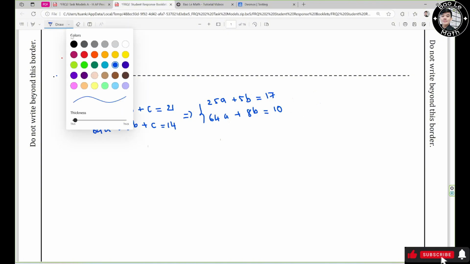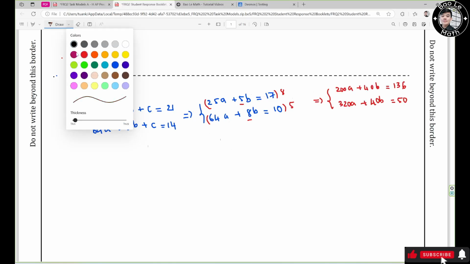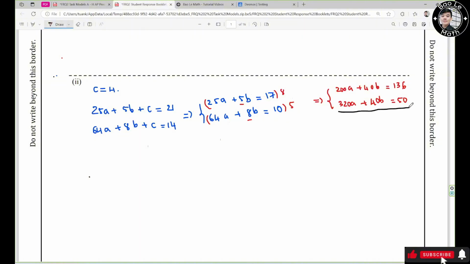Now I look at this one right here, the coefficients in front of B are 5 and 8. So on the first equation, I multiply both sides by 8, and on the second equation, I multiply both sides by 5. So I have a new system of equations. Now we're going to use the elimination method. We just subtract vertically. So 320 minus 200 is 120. This one minus this one is going to be 0. 50 minus 136 is going to be negative 86.